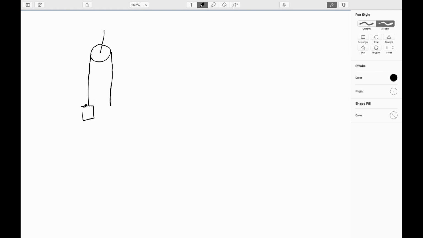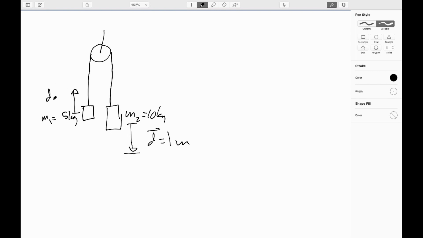So let's say here that M1 is 5 kilograms, and M2 here is 10 kilograms. And we'll say that the 10 kilogram mass has fallen by 1 meter. So similarly, the 5 kilogram mass will have gone up by 1 meter. I'd like to know how fast at this point are the masses going if initially it was at rest.